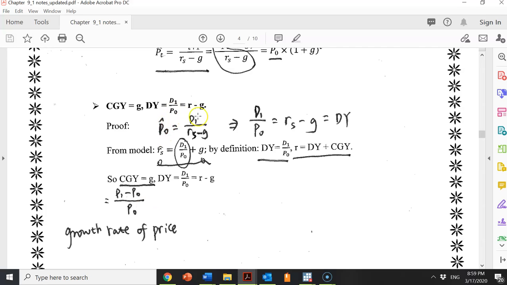Okay, so from the original model, Rs equals D1 over P0 plus g. And the first part, D1 over P0, is the definition of dividend yield. G, capital gains yield, plus dividend yield should be total return. So g is capital gains yield. Okay, so that's another conclusion, that g is capital gains yield. R minus g is dividend yield under the constant growth model.